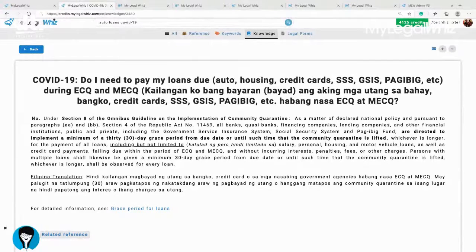Because credit-based po ito, no? One credit is equal to 1 peso. May 1,000 credits lahat. Each MSMEs po natin merong 1,000 credits. So they can use this one not on COVID-19 content because these content are for free. So ito po makikita nyo kaagad ang COVID-19 knowledge content natin. Pero ang meron lang mga corresponding credits are the legal forms and the answers to Ask Leia.